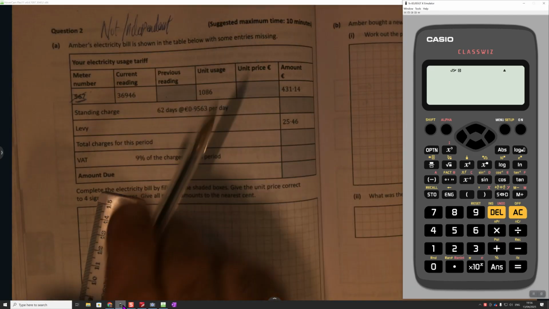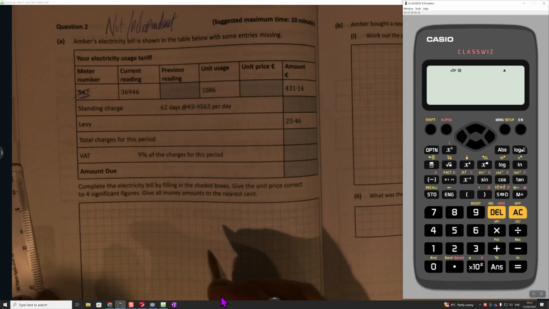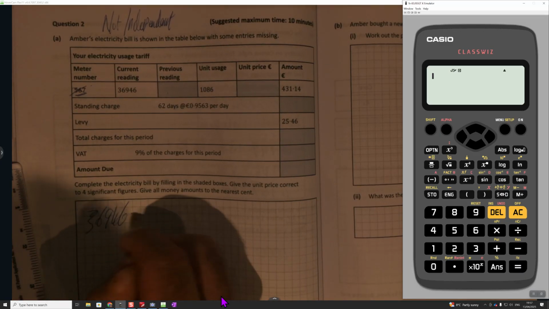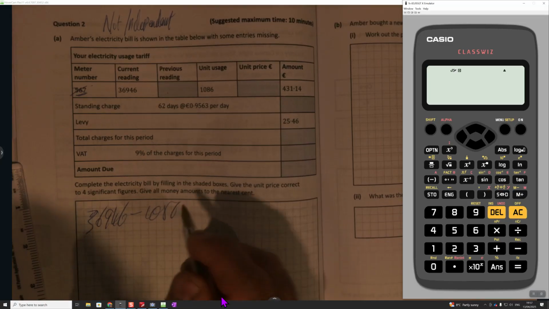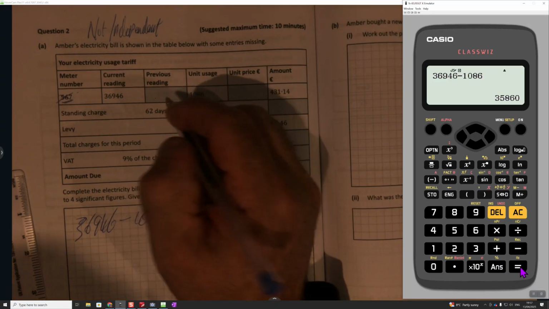Okay, so we have, try and get this right, we're going to subtract 1086 from 36946. Okay, 36946 minus 1086. So that means the previous reading would have been 35860.